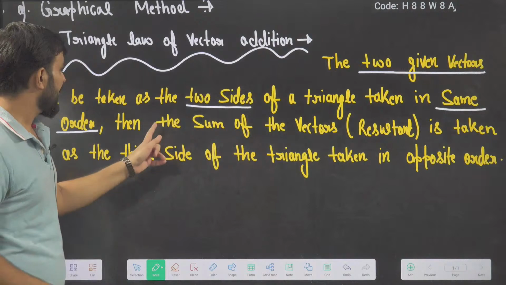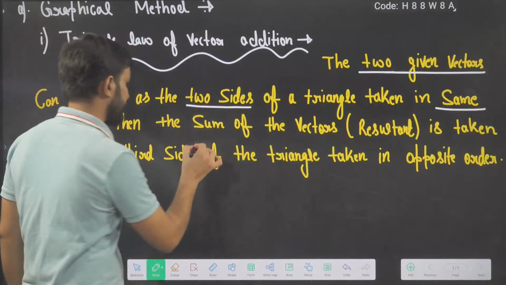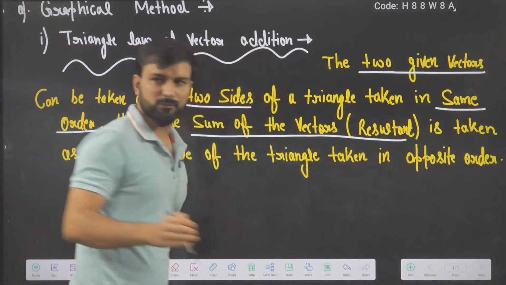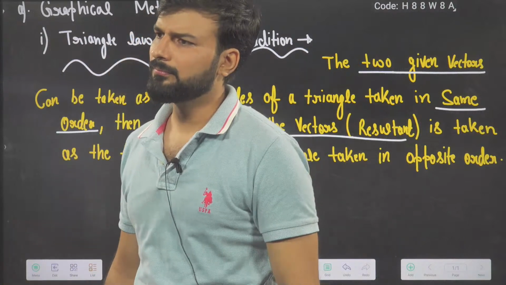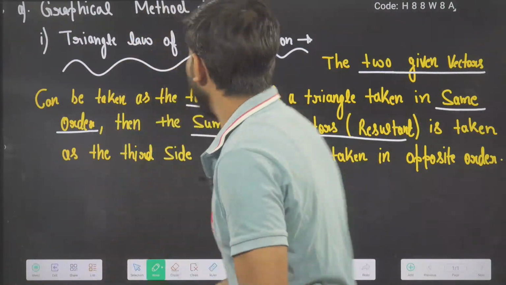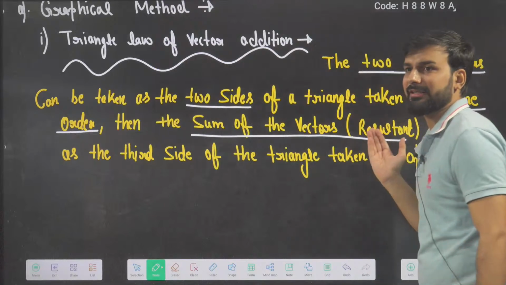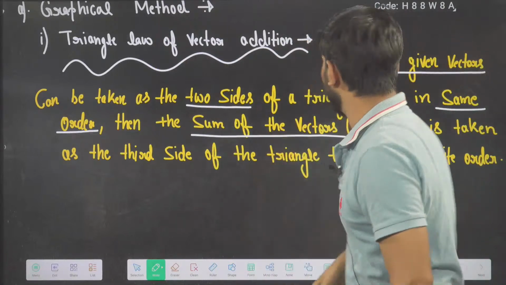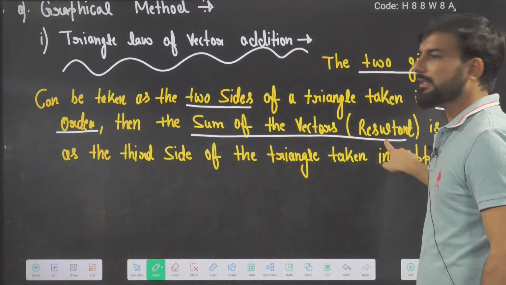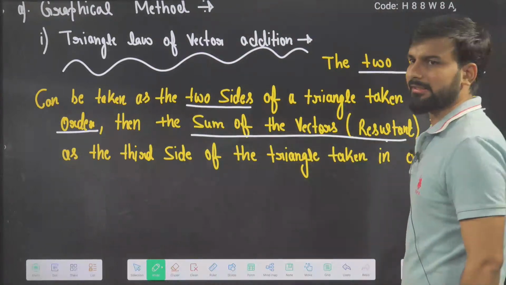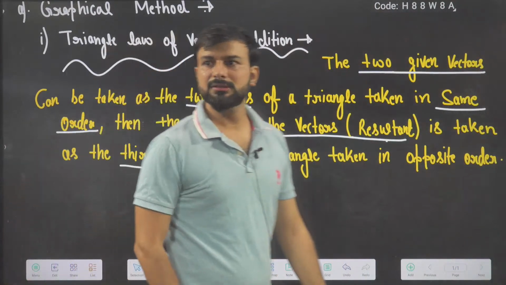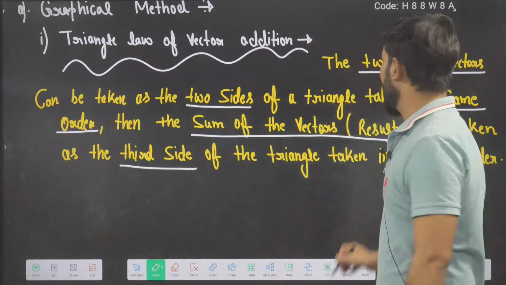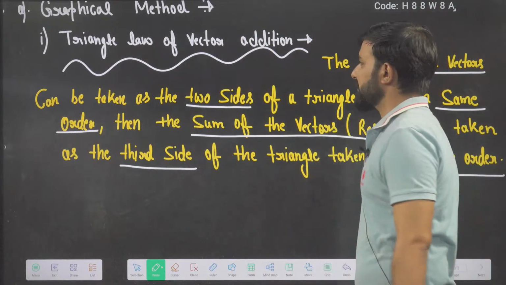I'll explain with the diagram. Then the sum of the vectors. And this is when you will add 2 vectors. When you will add 2 vectors, what is the new thing will form? A new vector will form. And that new vector is resultant vector. When you will add 2 vectors, you will get a new vector known as resultant or sum of the vectors. Is taken as which side, beta? Third side. Third side of triangle, but in which sense? Opposite order or opposite sense.